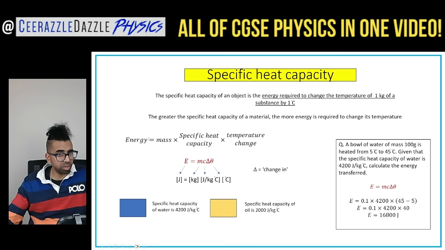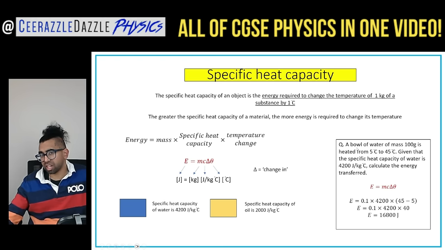And here's my formula we can use. The energy is equal to the mass times the specific heat capacity times the temperature change. E is equal to mc delta theta. Energy is in joules, mass is in kilograms, specific heat capacity is joules per kilogram degree Celsius, and the change in temperature is degrees Celsius. This little triangle stands for the change in temperature.